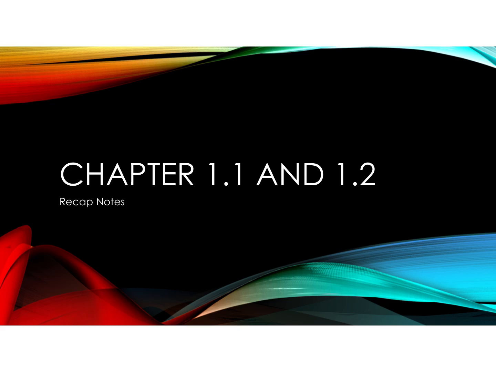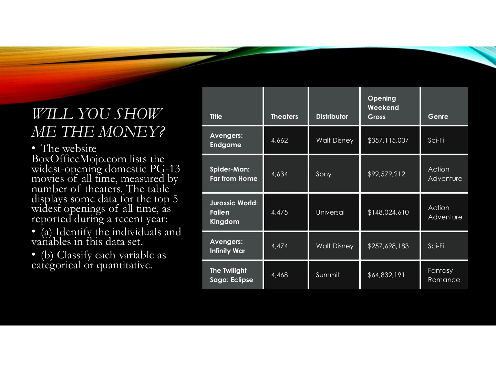So we're looking at chapter 1, section 1 and 2 today. The first thing we looked at was identifying the individuals and the variables and classifying the variables. So here's an example. Will you show me the money?